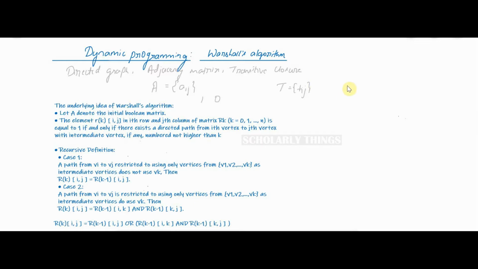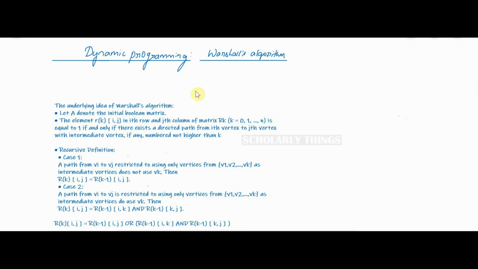Transitive closure of a directed graph with n vertices can be defined as the n by n matrix T equal to Tij, in which the element in the ith row and the jth column is 1 if there exists a non-trivial directed path, that is, a directed path with a positive length from the ith vertex to the jth vertex, otherwise it is 0. The transitive closure provides reachability information about a digraph.